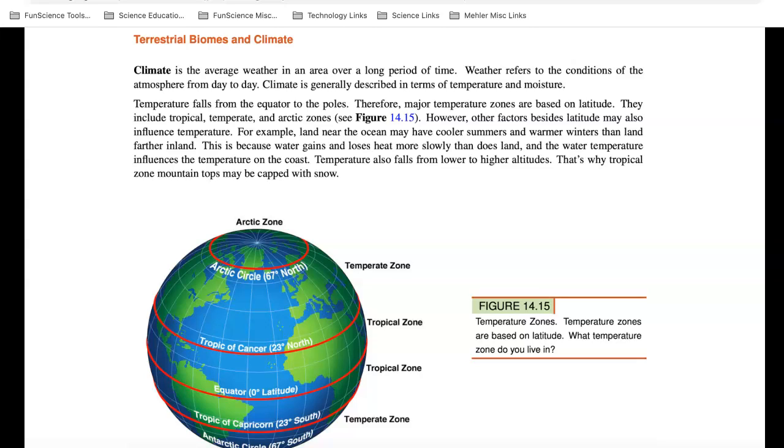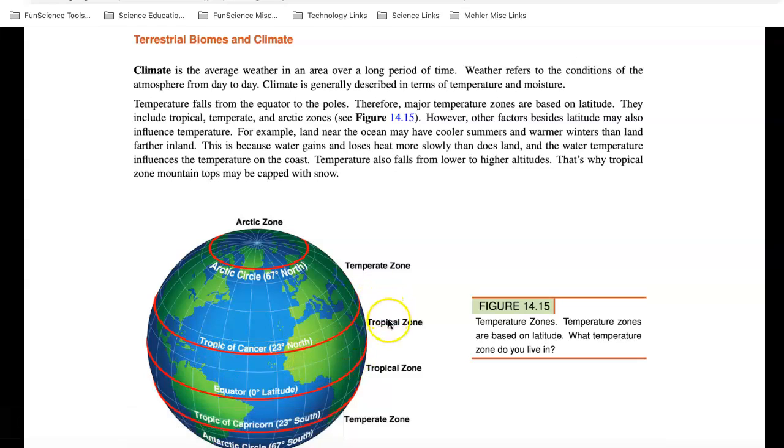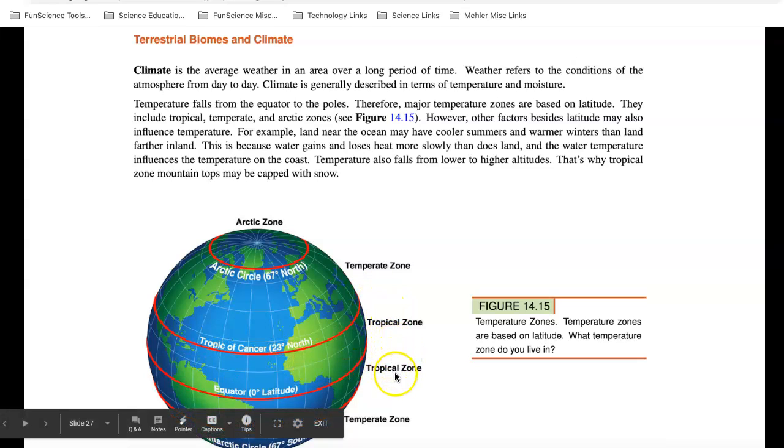So let's take a look at the temperature zones on our planet. We have the Arctic zone up here. We have the temperate zone here. A lot of human beings live in the temperate zone, as well as the tropical zone down here. And then as we leave going south, we have another tropical zone, another temperate zone, and another Arctic zone at the bottom.